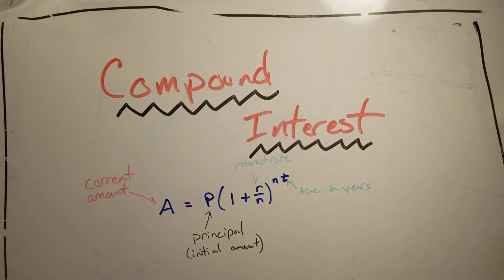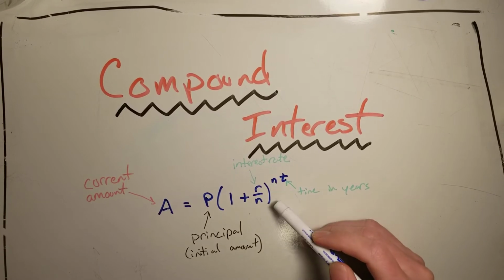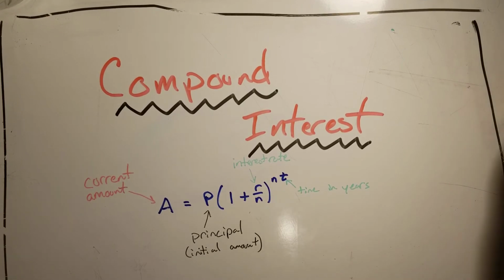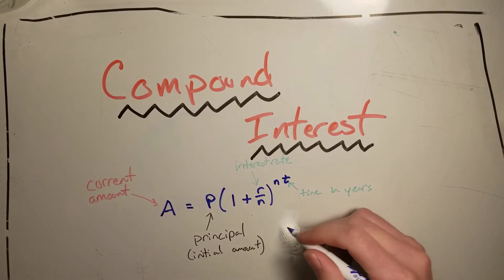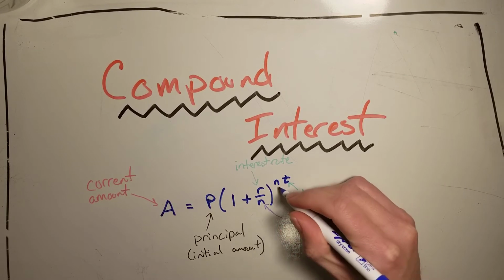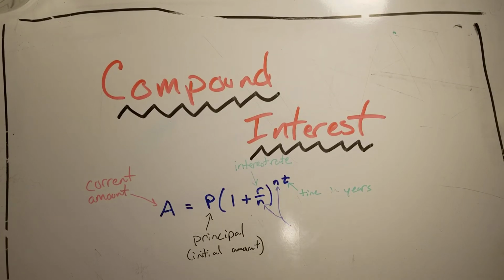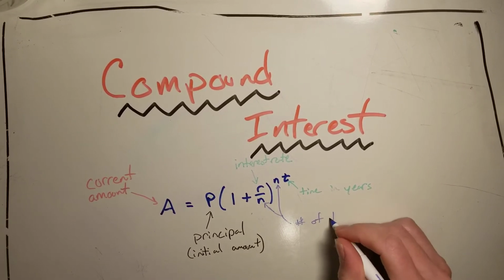And if you look at this, it's really almost the exact same as the growth function. Main difference is instead of just plus r, it's plus r over n. And instead of to the t power, it's going to be to the n times t power. So this new n is coming in here. And what the n is, and we have two of them, right here and here, the n is going to be the number of times that the interest is compounded each year.